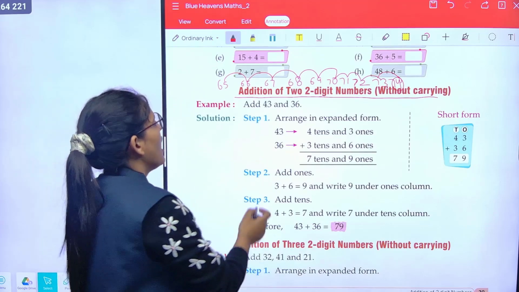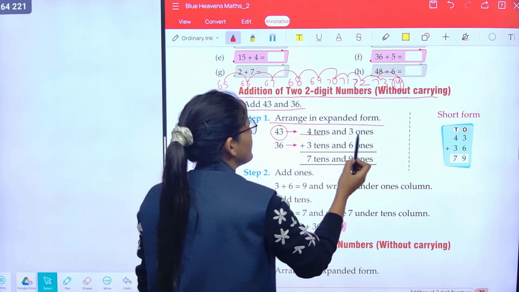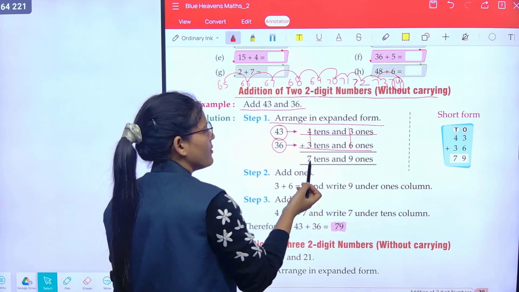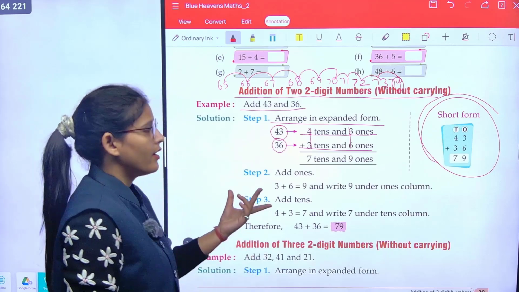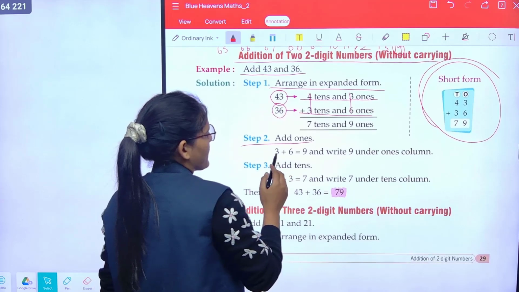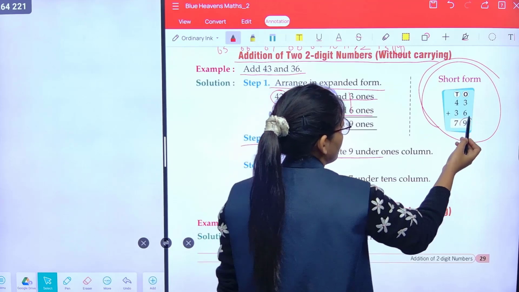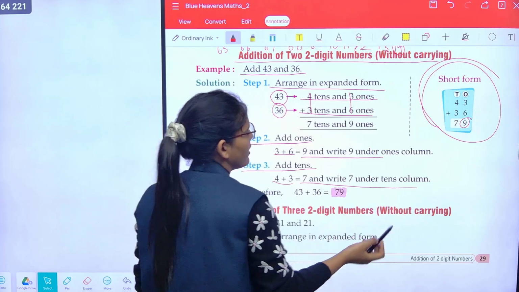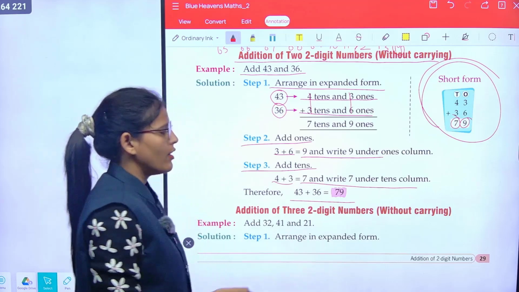Now class, add 43 and 36. Arrange in expanded form. 43 is 4 tens, 3 ones; 36 is 3 tens and 6 ones. So 3 plus 6, 9; 4 plus 3, 7. You can write in the short form like this also. Now step 2, add ones. 3 plus 6, 9, and write it under the ones column. Now step 3, add tens. 4 plus 3, 7, and write 7 under the tens column. So 43 plus 36 is equal to 79.